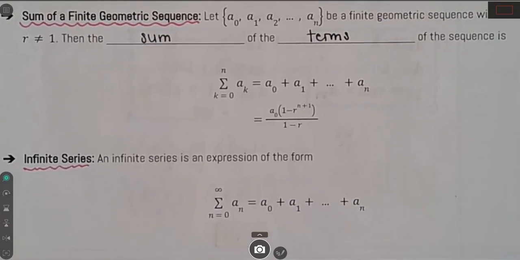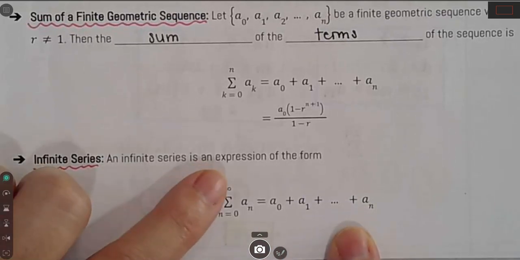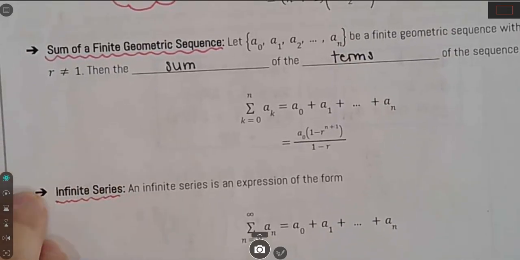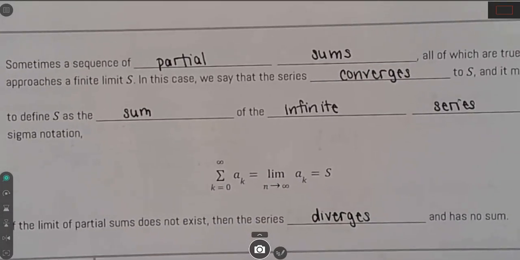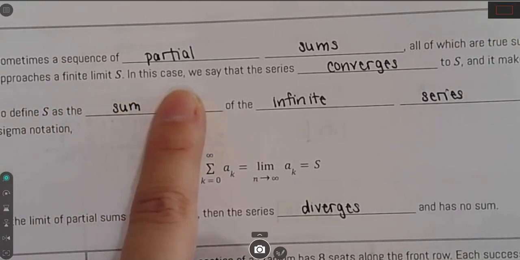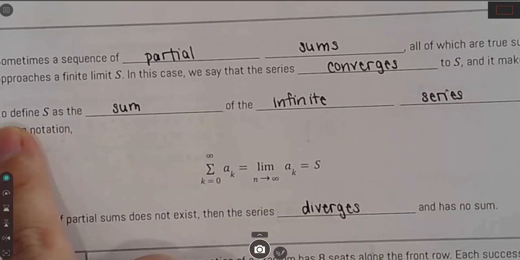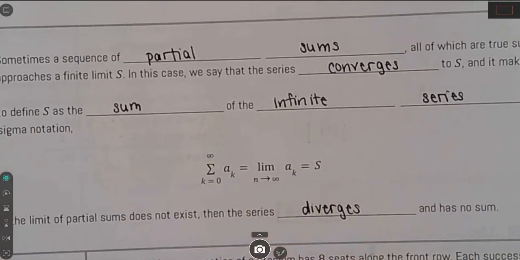An infinite series is an expression of this form. So this is when the series doesn't have an end. It continues on to infinity. Sometimes you can find that sum, and sometimes you can't. Oh, and I said that here. Sometimes a sequence of partial sums, all of which are true sums, approaches a finite limit s. In this case, we say the series converges to s and it makes sense to define s as the sum of the infinite series in sigma notation.